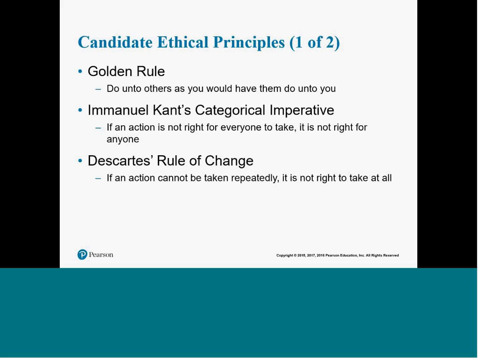The Golden Rule: do unto others as you want them to do to you. If you treat many people well, you'll get treated well. It's called the categorical imperative in class. If an action is not right for everyone to take, it's not right for anyone.